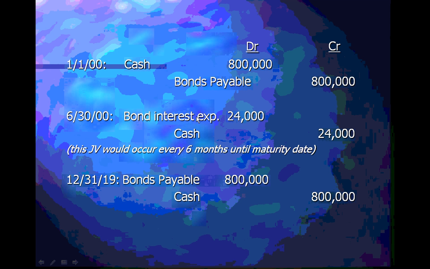So I have an interest expense. Expenses go up with a debit. There's my debit. And we have to pay out $24,000 in cash. So this is called debt servicing. The company pays out these cash payments every 6 months.